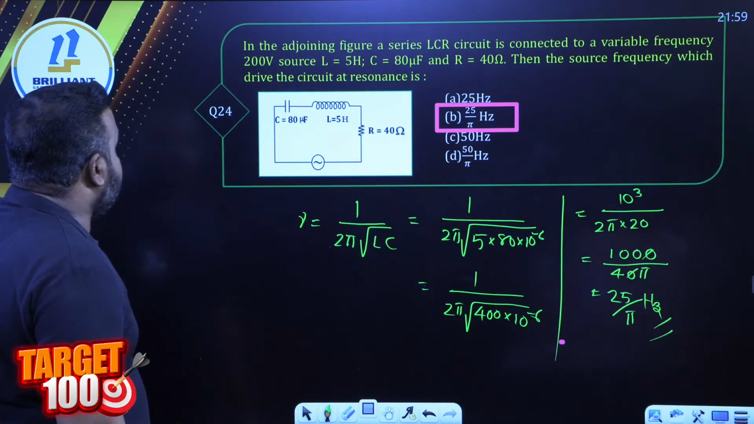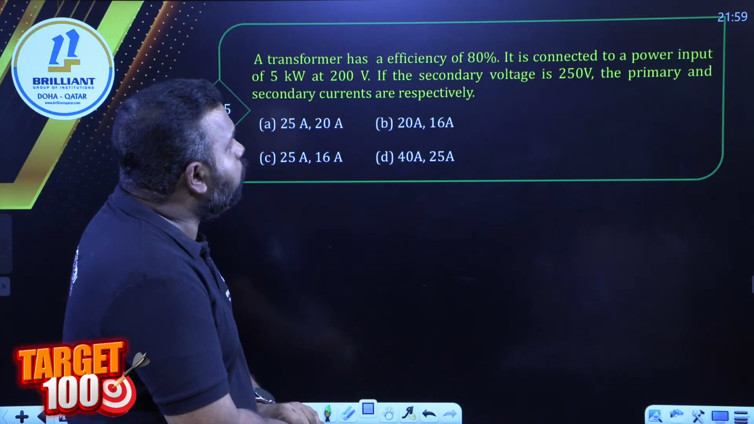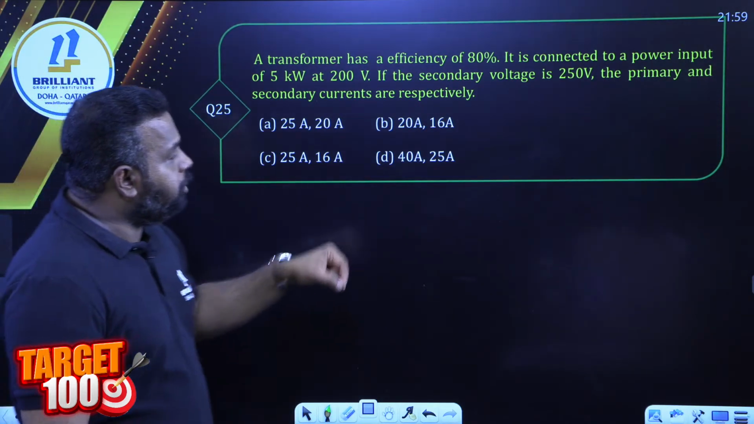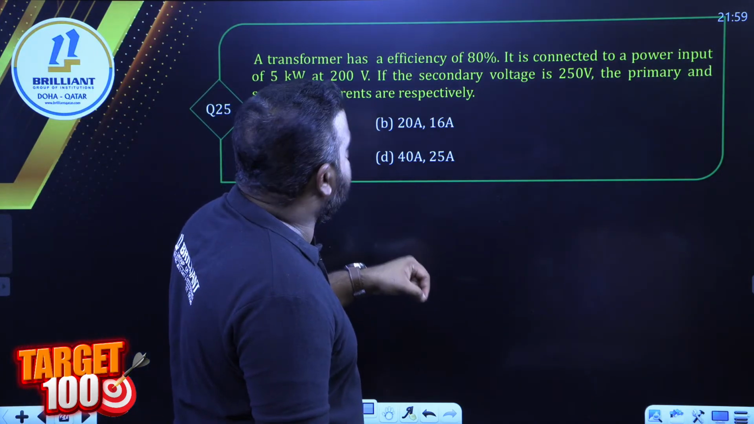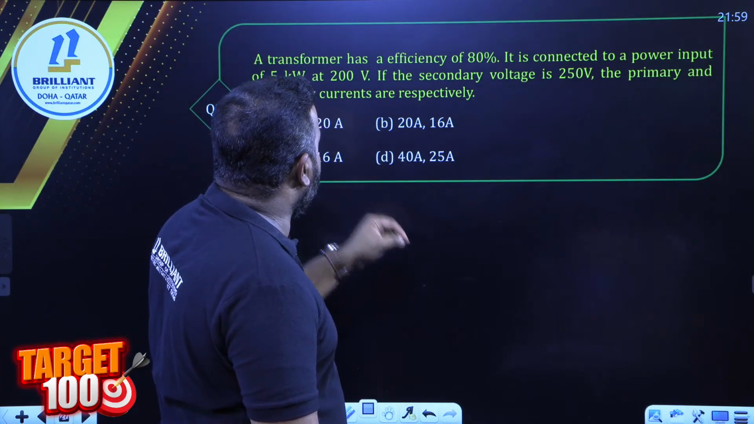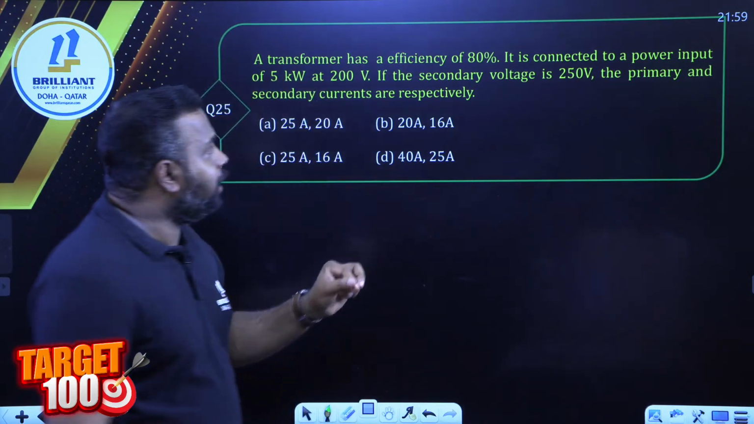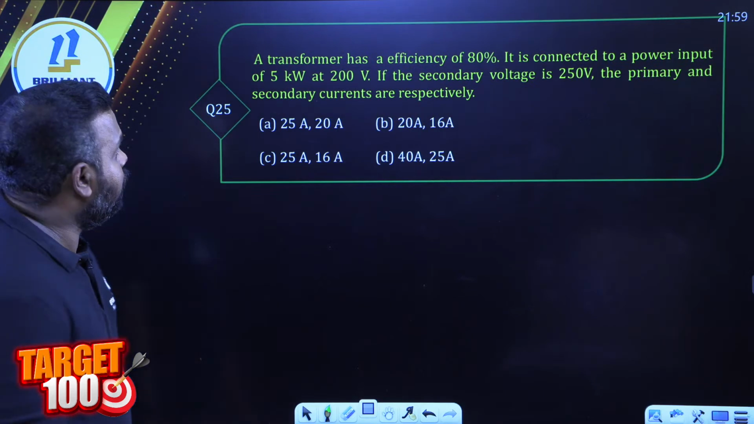Question number 25. A transformer has an efficiency. Look, it's a different type of question. A transformer has an efficiency of 80%. It is connected to a power input of 5 kilowatt at 200 volt. If the secondary voltage is 250, the primary and secondary currents are respectively.